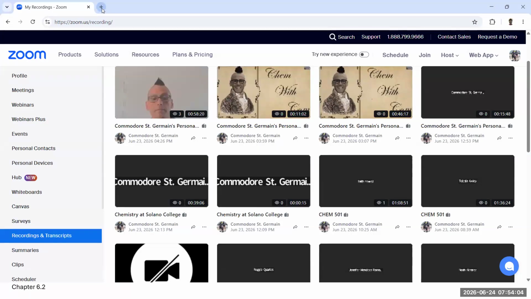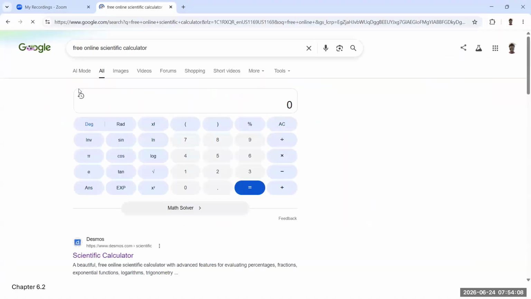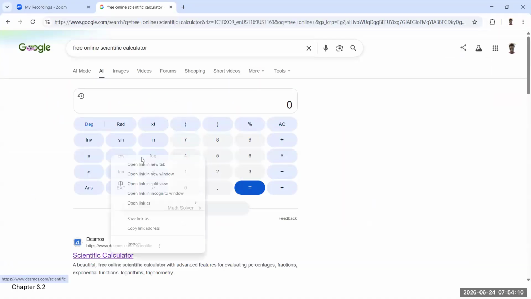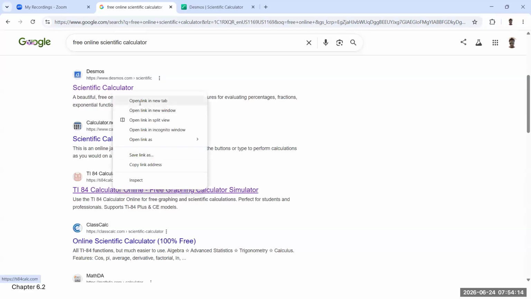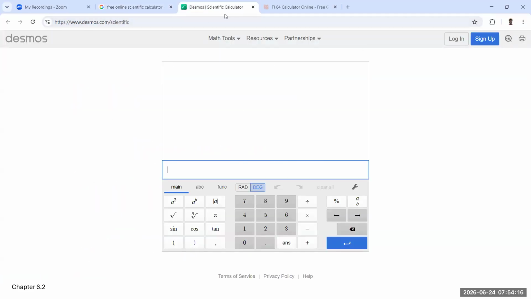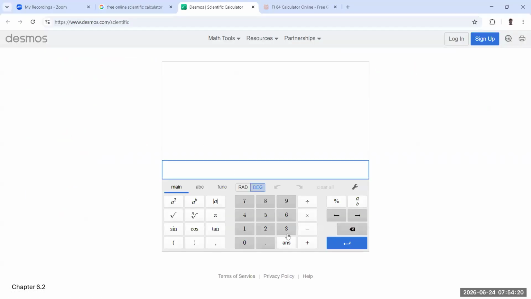Guess I don't have it open. Let's see. Free online scientific calculator. There we go. Must have closed them all. All right, let's take a look. 3.01 divided by 24.81, I believe.